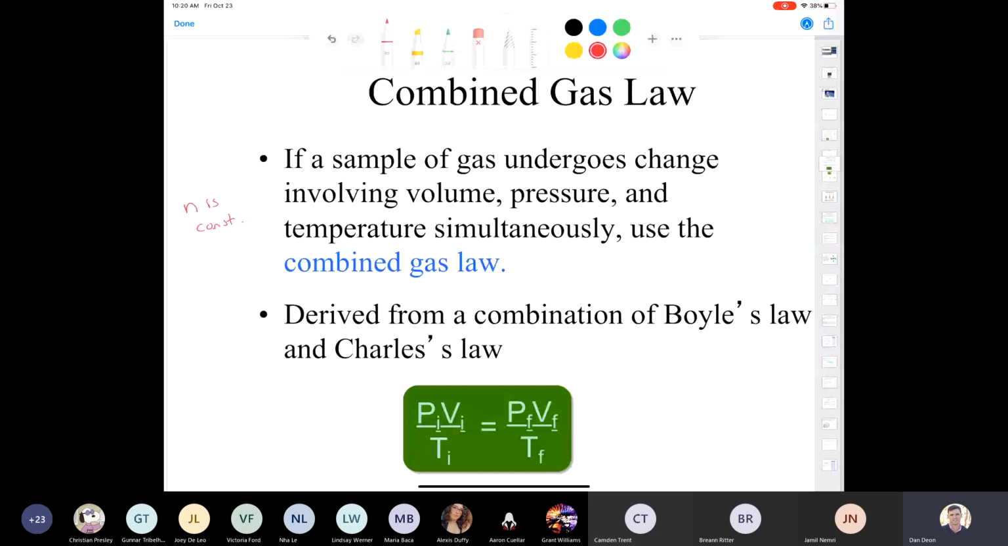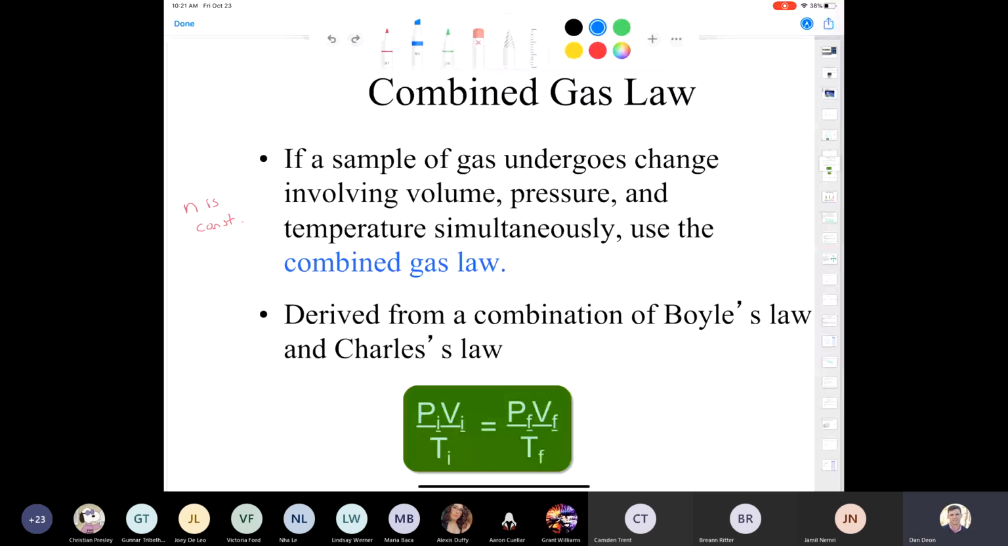So look, if you block out the temperature, what do you have? You have Boyle's law. If you block out pressure, then you have Charles' law. If you block out volume, then you've got Gay-Lussac's law. Anyhow, you can just say it's combining. You're really just combining Boyle's law and Charles' law to get the combined gas law. P1 times V1 over T1 is equal to P2 times V2 over T2.